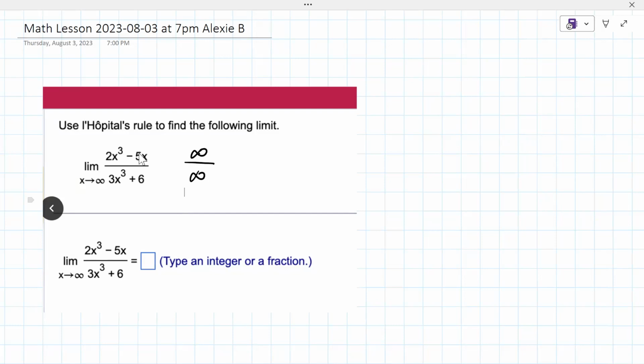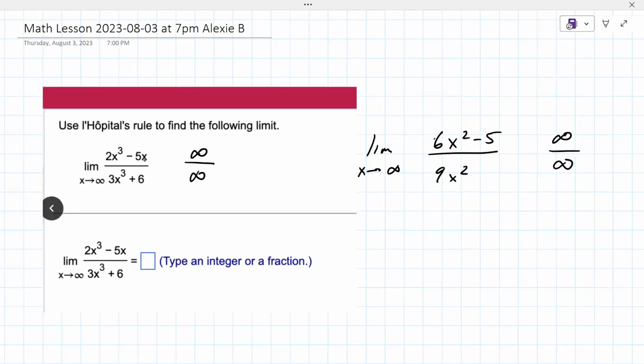What you have to do is take the derivative of the top and of the bottom. So when you take the derivative of the top, you get 6x squared minus 5. On the bottom, 9x squared, like this. And you do the same thing. It's kind of rinse and repeat, if it works. So it goes to infinity over infinity again.